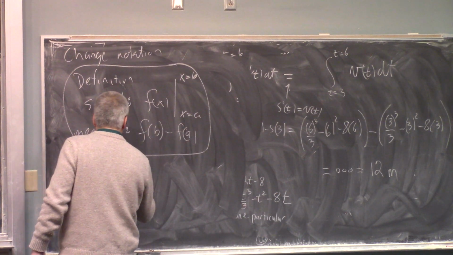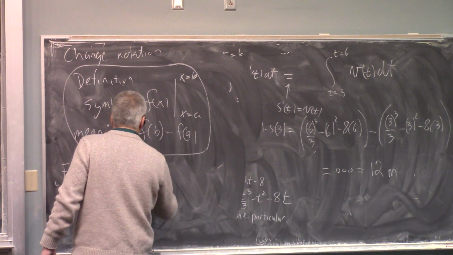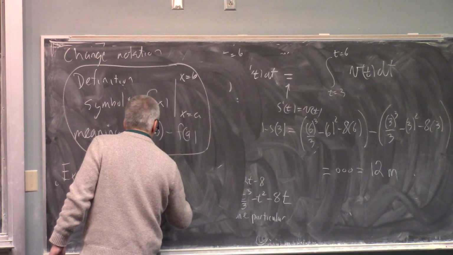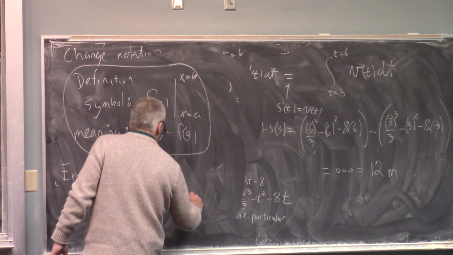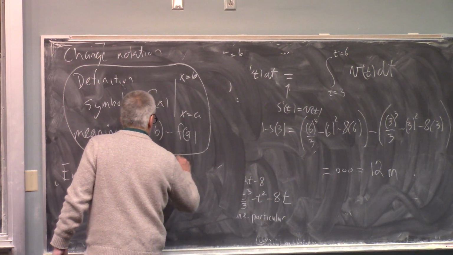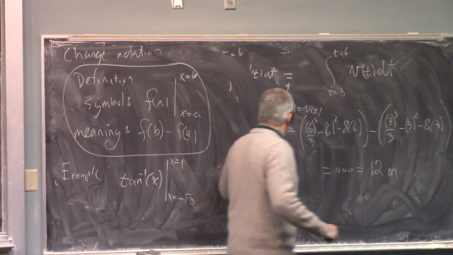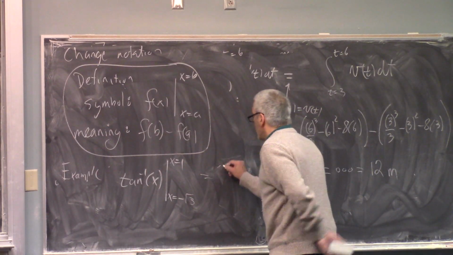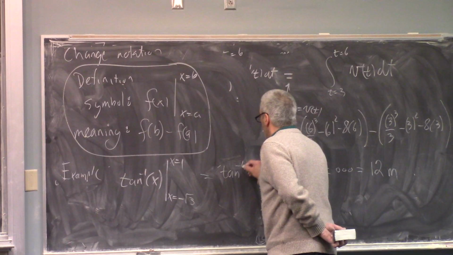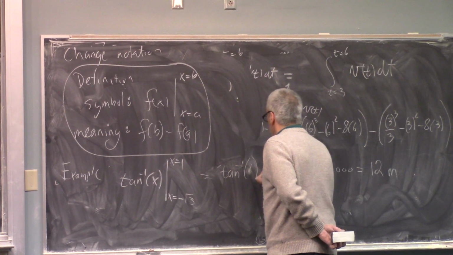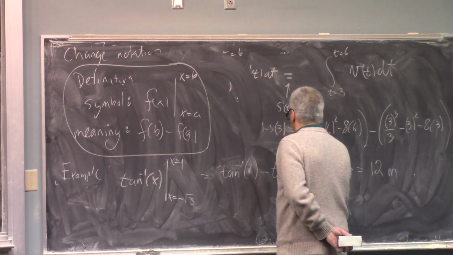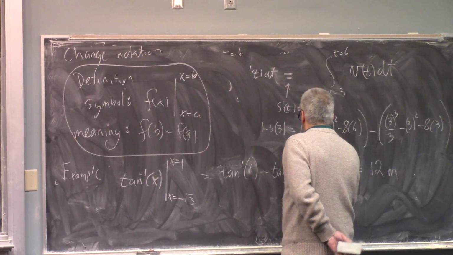let's do our friend tan inverse of x. And let's put vertical bar, x equals minus square root of 3, x equals 1. Well, what does that mean? That means we're going to do tan inverse of 1 minus tan inverse of minus square root of 3.